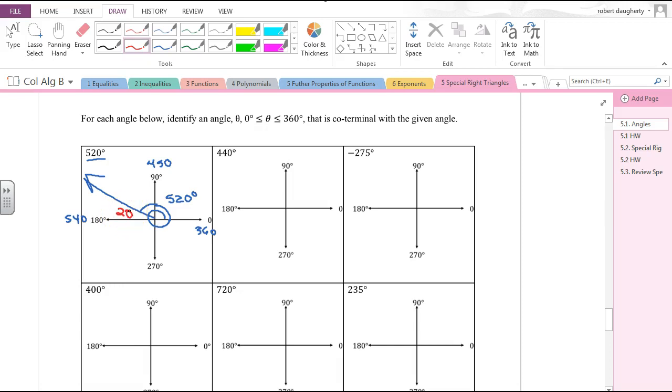That's 20, okay? So, can you name an angle that looks just like this, that's between 0 and 360? 160. Okay? So guys, here's what we did. This is 450. I had to add 70 to get to here. That makes this angle 20.